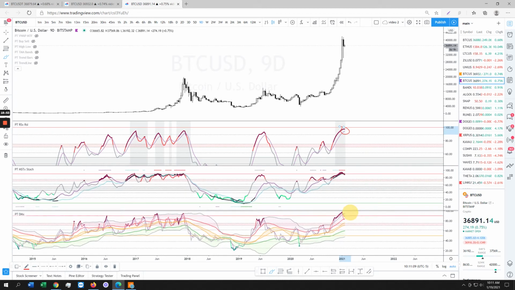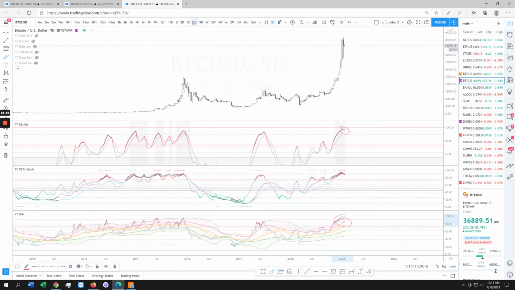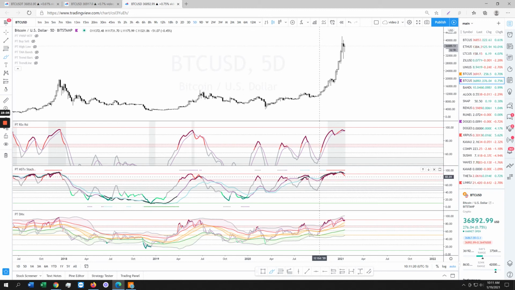In the macros, yeah, she looks like shit. I'm not gonna lie to you guys. She looks like shit.